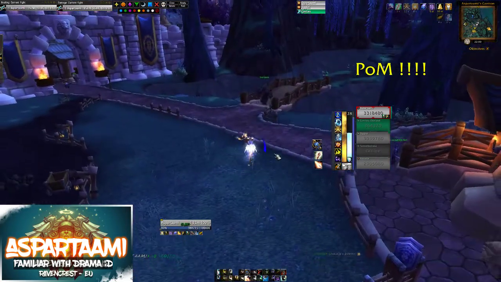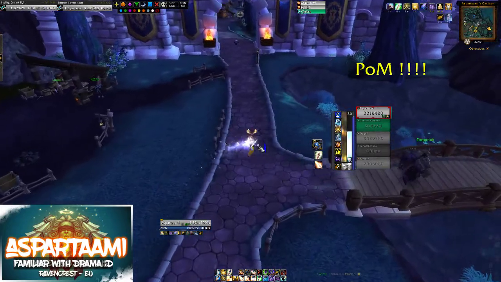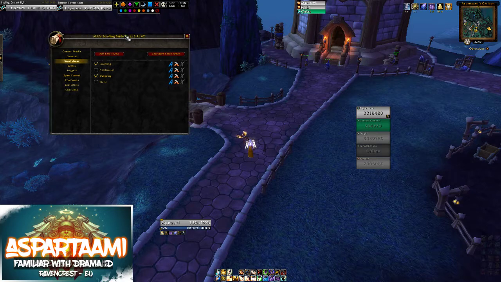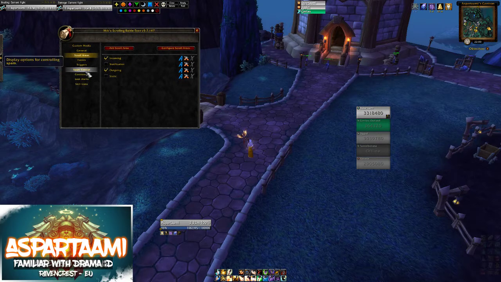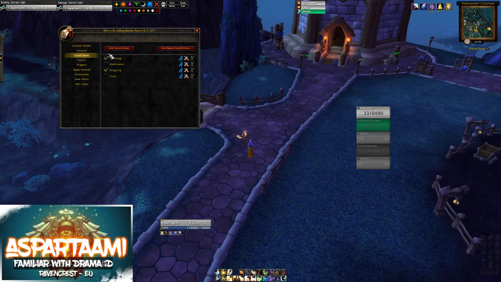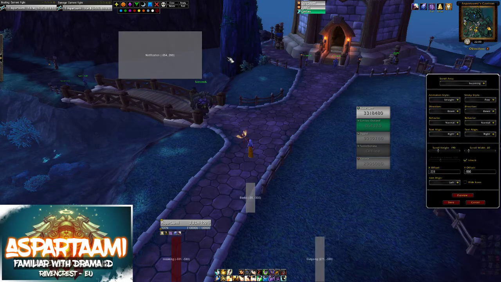That's another thing I want to talk about, which is combat text. People use MSBT, like I do, Mik's Scrolling Battle Text, and the preset that's in it, in my opinion, is actually kind of horrible. The numbers are here in the middle, very big, taking half of your screen. When you crit, the crits are enormously large.